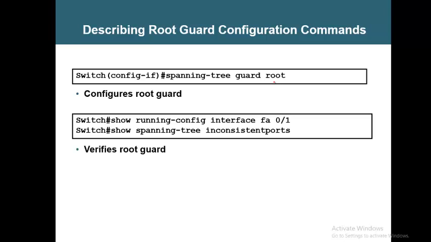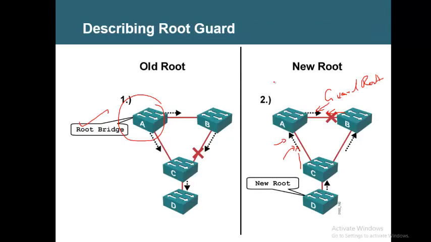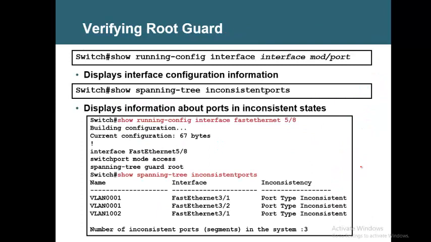Is there any question on root guard? Simple. We need to go under the interface of switch A that connects to B and C and configure spanning-tree guard root. Verification command: show spanning-tree interface F5/8. It says that root guard has been configured.